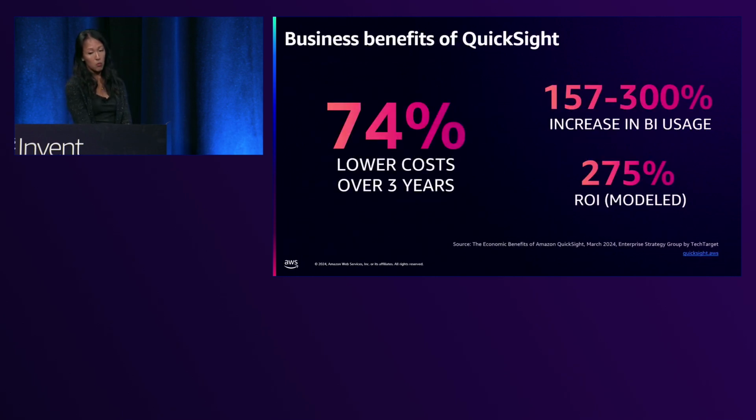So in summary, what do all these cool things mean in terms of the actual outcome for our customers? TechTarget's Enterprise Strategy Group, which is their research group, actually conducted a study on the economic benefits of migrating to QuickSight. They surveyed customers that migrated to QuickSight over the last several years, and found that on average, they were able to realize 74% total cost of ownership lowered over a span of 3 years post-migration.